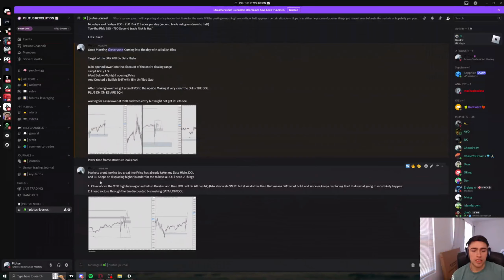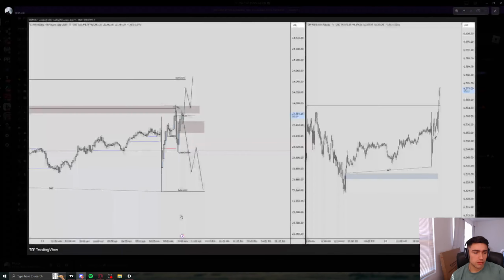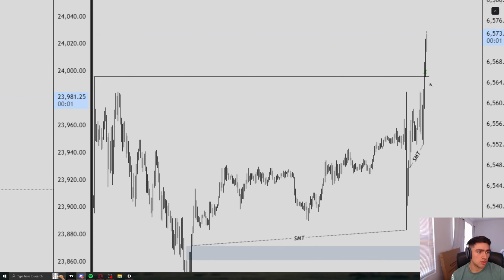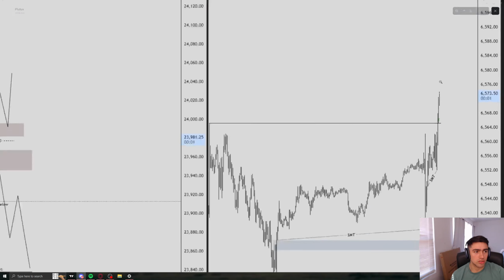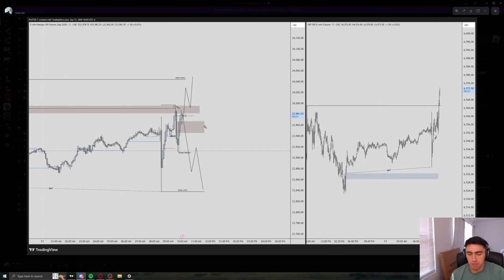Again, so now what did I just put? Markets aren't looking too great in my opinion. Price has already taken my data highs, drawn liquidity, and ES keeps displacing higher. So in order for me to have it drawn liquidity, I need two things. Okay, so as you can see, what is that ES doing? We swept, and then we are still displacing higher, meaning we're most likely going to keep being bullish, right?